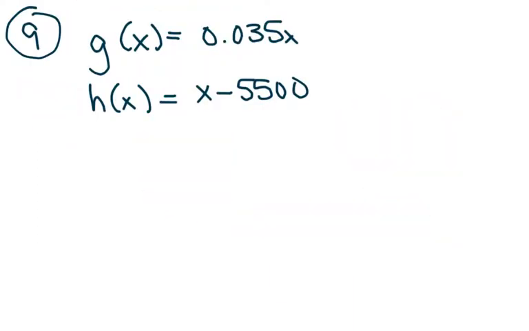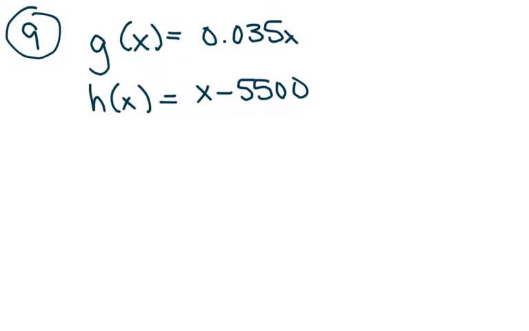In problem 9, it says a salesperson earns a 3.5% bonus on weekly sales over $5,500. Considering the following functions. G of x is equal to 0.035x. That's the equation that represents the 3.5% bonus, because 3.5% as a decimal is 0.035. We move the decimal 2 places to the left. And h of x is equal to x minus 5,500. That's the sales minus the 5,500, because you have to be over that in order to get the bonus.